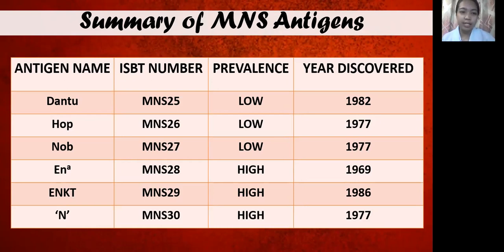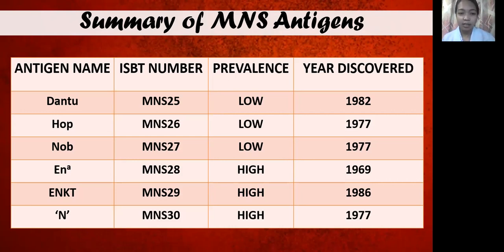So another is NOB. So it is MNS27. It has low prevalence. It is discovered in the year 1977 also. Antigen En raised to A is MNS28. It has high prevalence. It is also discovered in the year 1969. Antigen ENKT or MNS29 is high in prevalence and discovered in the year 1986.